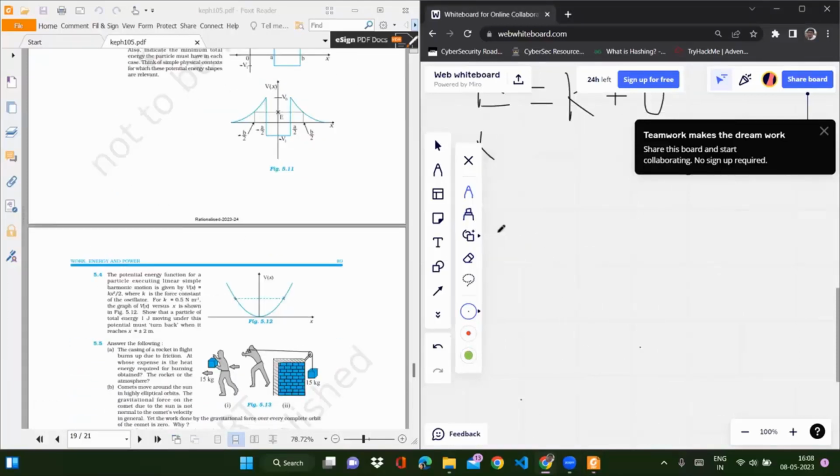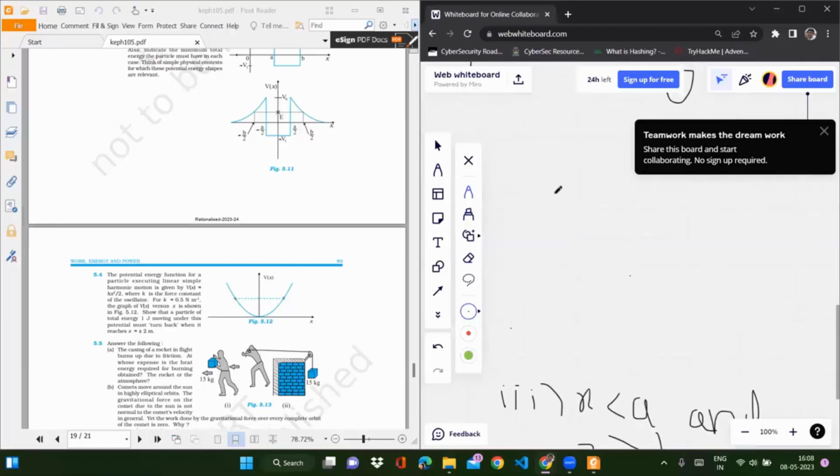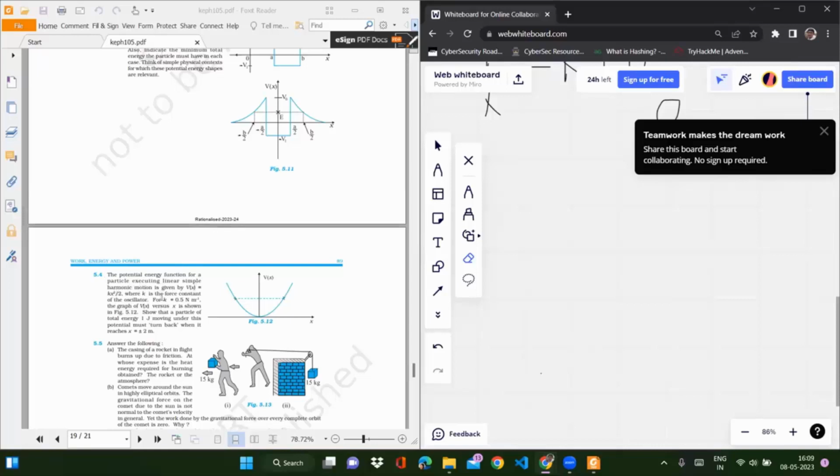So now we move on to question 5.4. In this question it is asked: the potential energy function for a particle executing linear simple harmonic motion is given by V(x) equals half kx square. This is the equation for linear simple harmonic motion, which you will study in the 12th standard.